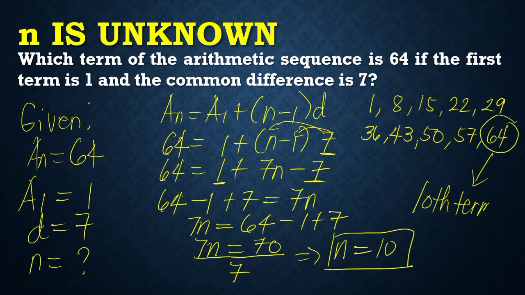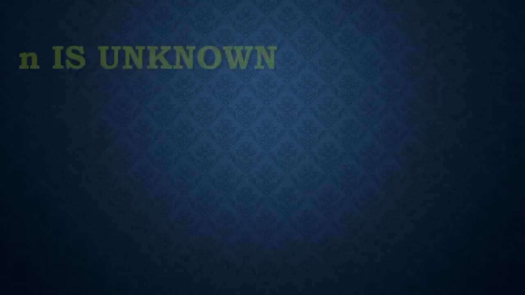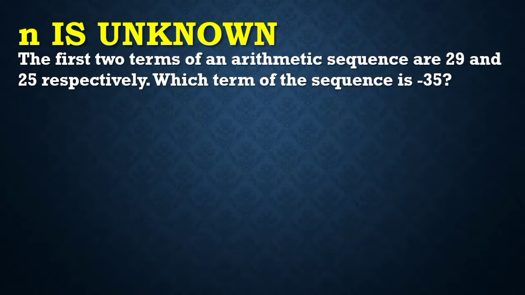nga ng arithmetic sequence. So, our next problem, the first two terms of an arithmetic sequence are 29 and 25 respectively. Which term the sequence is negative 35? So, yung first two terms natin, 29 and 25. Kitang-kita na yung terms natin are decreasing.